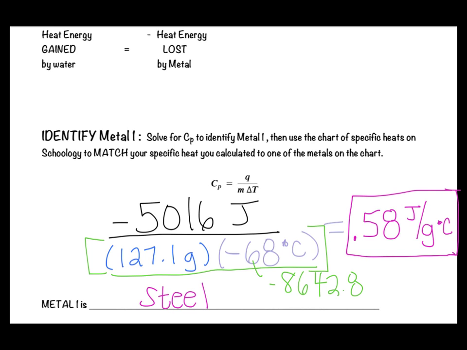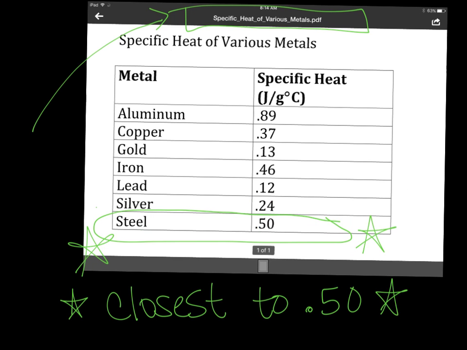You need to look at what you got for your C, your specific heat, and you need to compare it to the chart that you have. Okay? You've got a chart that has all the specific heats. This chart is in Schoology, and you also can have a paper copy if you choose to print it out.